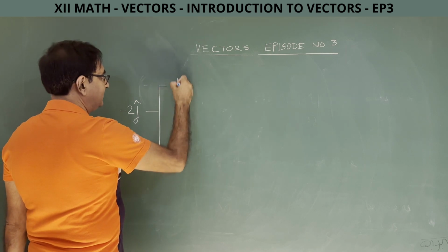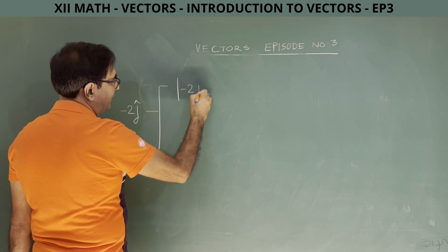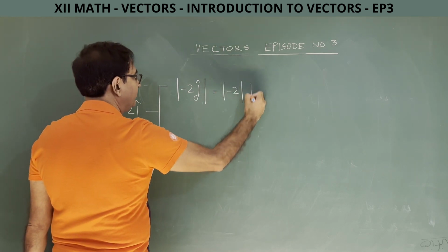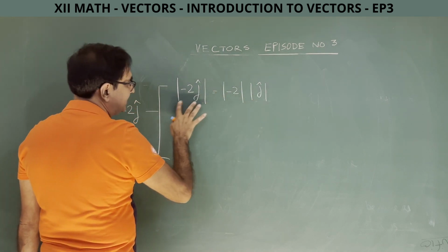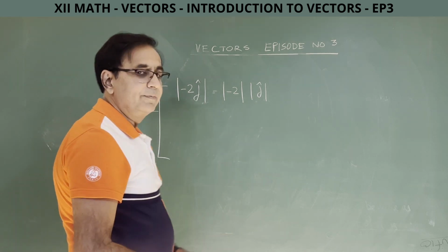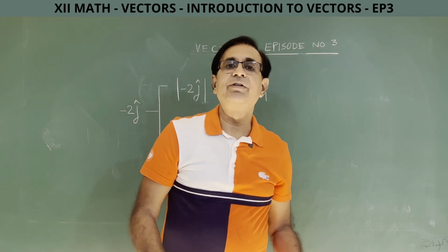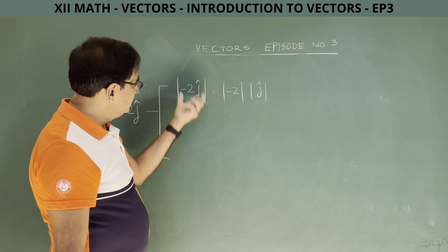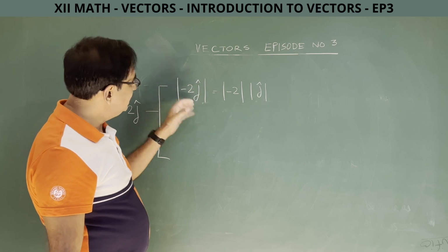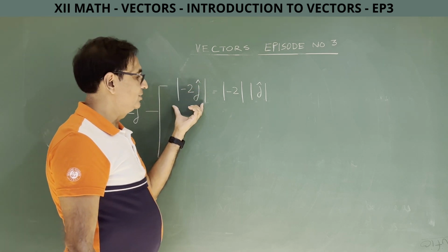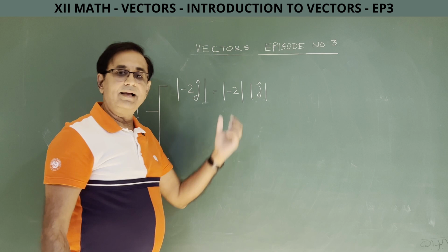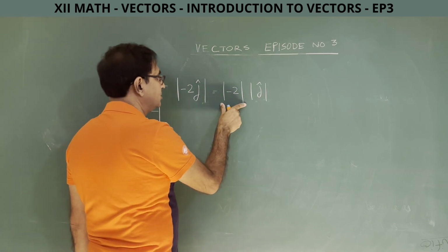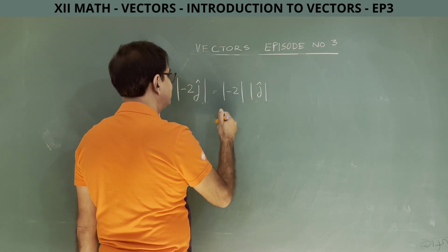See, this is a symbol of magnitude. So what is the magnitude of minus 2j cap? Mod of minus 2 into the magnitude of vector j. The same symbols are spoken in a different way depending upon the context. When you put these vertical bars or vertical lines on a vector, I will call it magnitude. When you put it on a number, I will call it modulus. So the magnitude of vector minus 2j is the modulus of minus 2 multiplied by the magnitude of vector j.